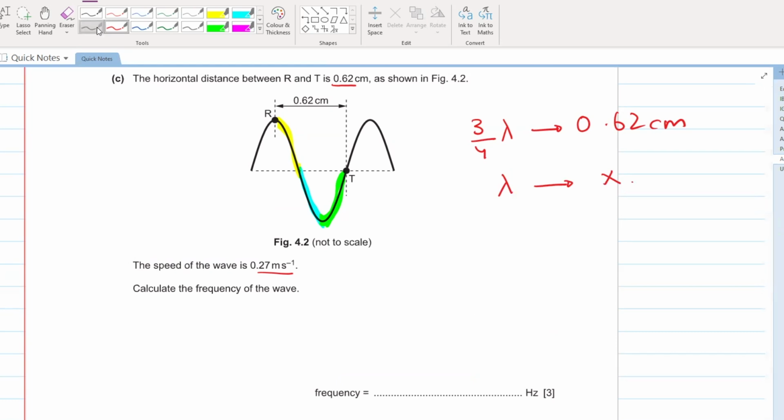Place an x here. Calculate कर लो cross multiply करके. X comes out to be what? 0.62 into 4 over 3. Your lambda comes out to be what? Calculate करो जरा क्या आता है. Your lambda comes out to be 0.827 centimeters. Simple. This is your lambda. Simple.